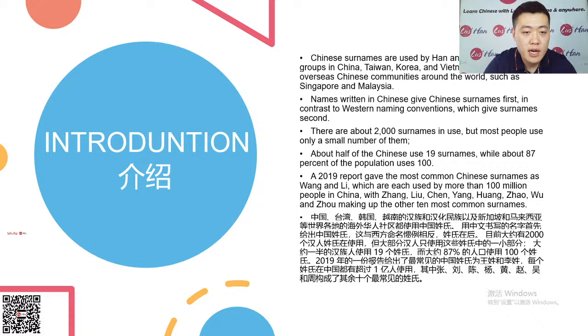of the population use 100. A report gives details on the most common Chinese surnames: Wang and Li, each used by more than 100 million people in China, along with Zhang, Liu, Chen, Yang, Huang, Zhao, Wu, and Zhou. More than 100 million people use these words as their surname.